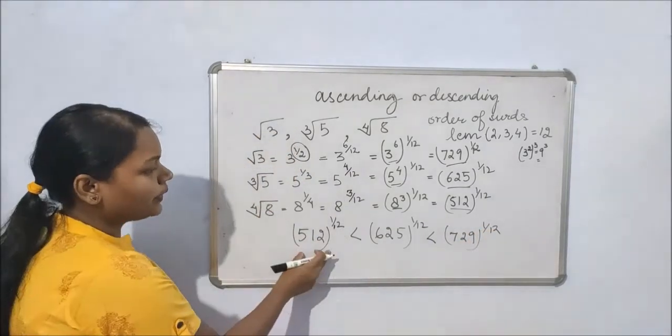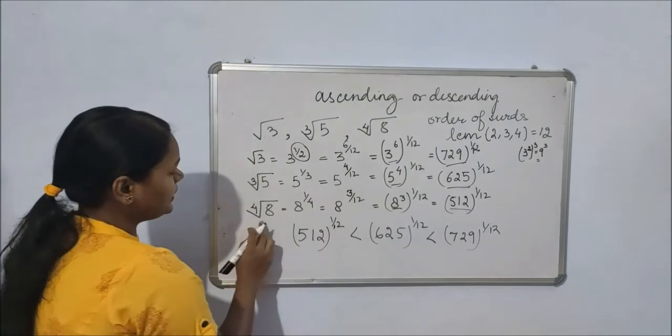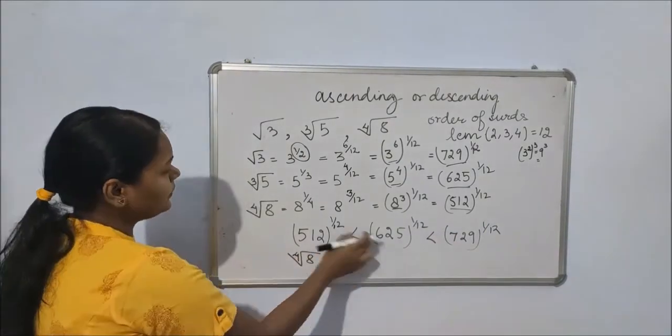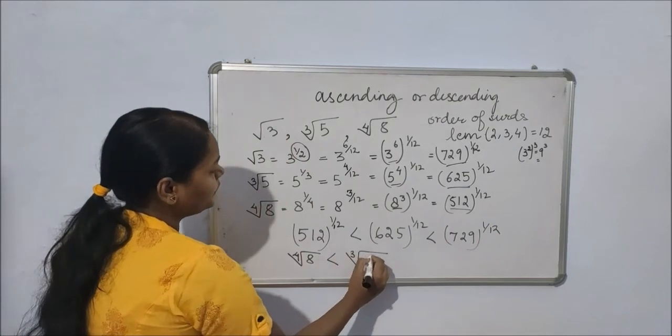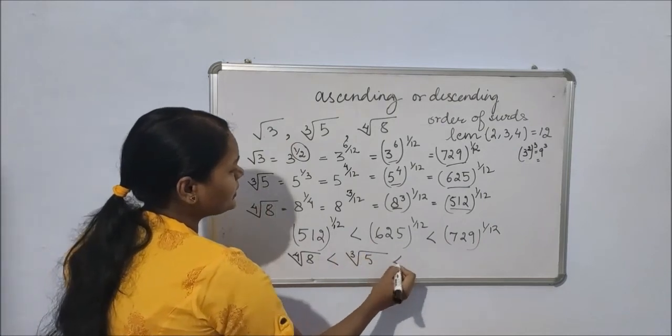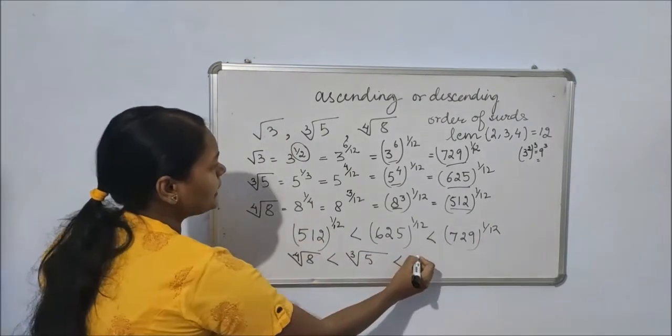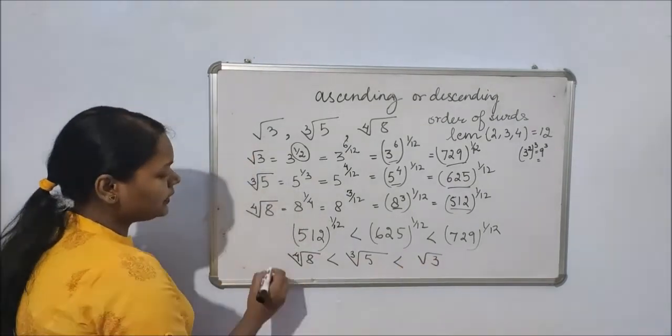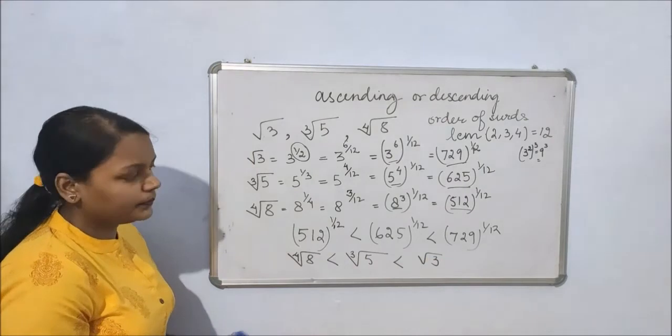So write the original values. This is represented by the fourth root of 8 is less than the cube root of 5, which is less than the square root of 3. So this is my ascending order.